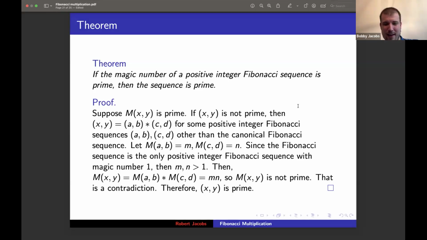So m of xy is going to equal m of AB times m of CD, which is mn. So that means m of xy is not prime. That's a contradiction. Therefore, xy is prime.